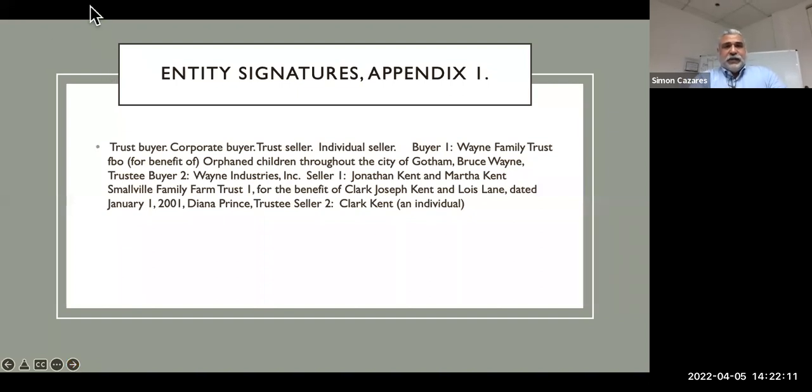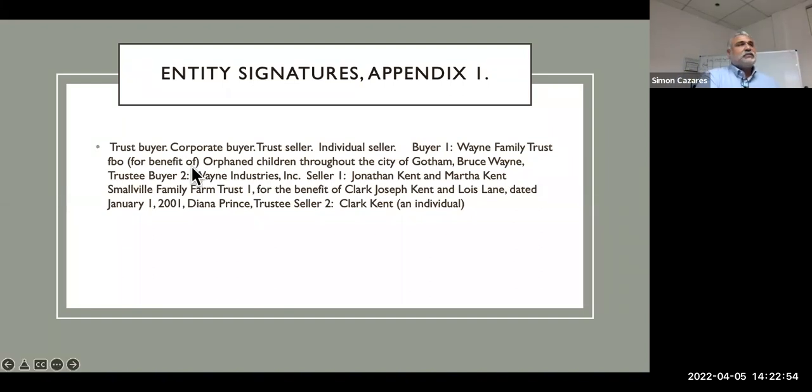All right. So the entity and signatures: trust buyer, corporate buyer, trust seller, individual seller. Buyer, Wayne Family Trust for the benefit of Oprah Child through the city of Gotham, Bruce Wayne, trust buyer, to Wayne Industries. So we're just going through the elements and how this all would look. Jonathan Kent and Martha Kent, Smallville Family Farm Trust, for the benefit of Clark Joseph Kent and Lois Lane, dated January 1st, 2001, Diana Prince, trustee seller, and Clark Kent as the individual.